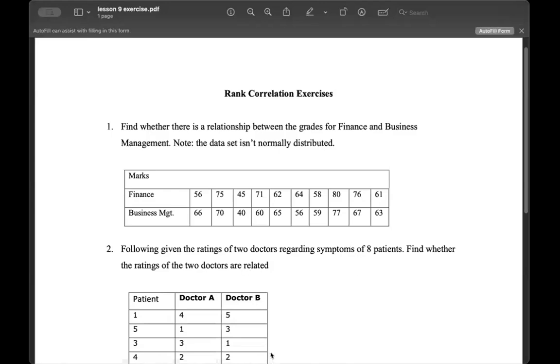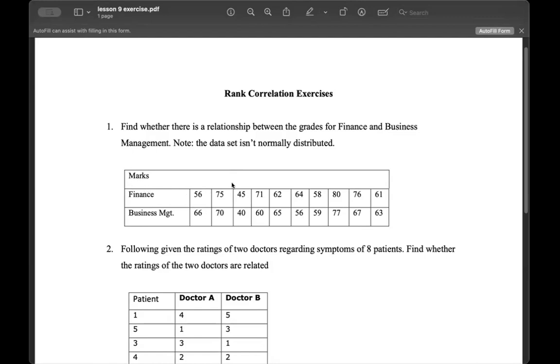Okay, so here it says find whether there is a relationship between the grades for finance and business management. Note the data set isn't normally distributed. Finance and the business management. Okay, so here what, right.